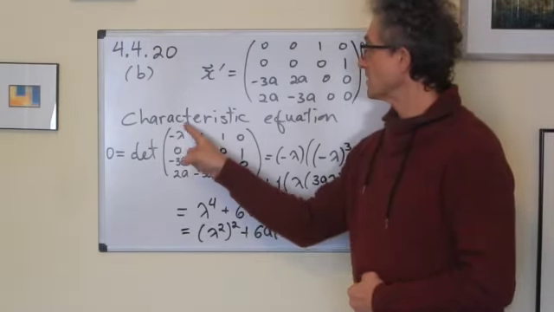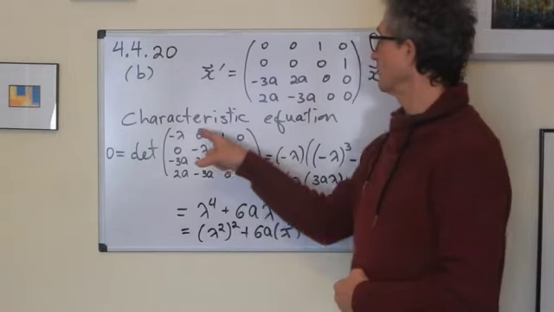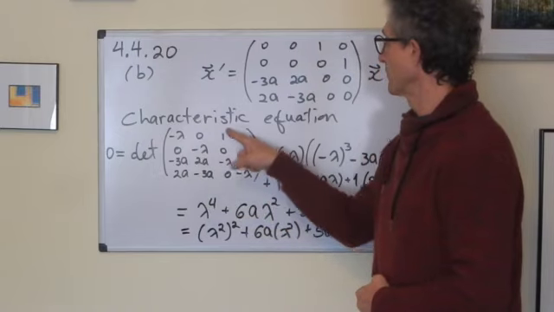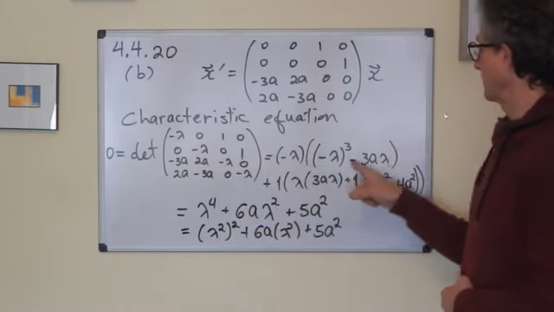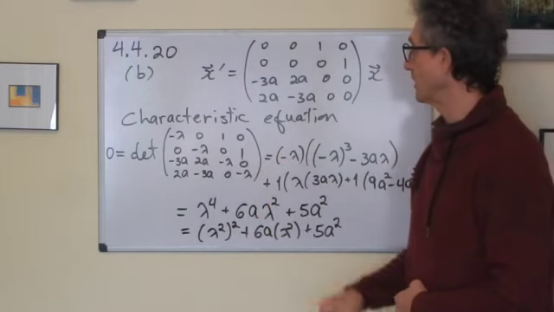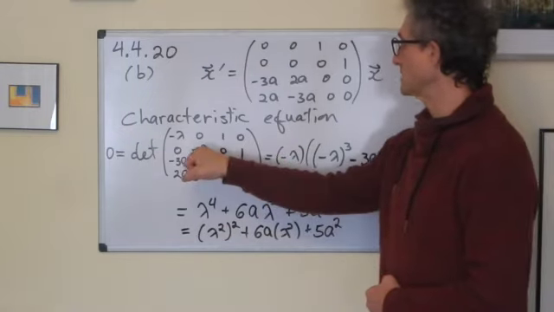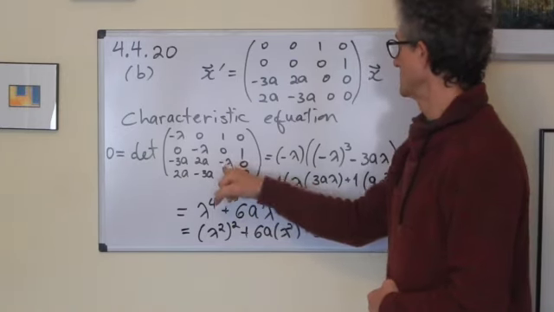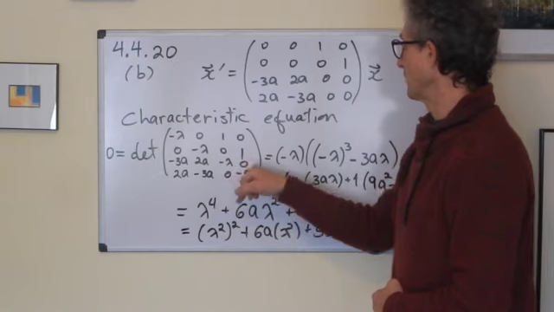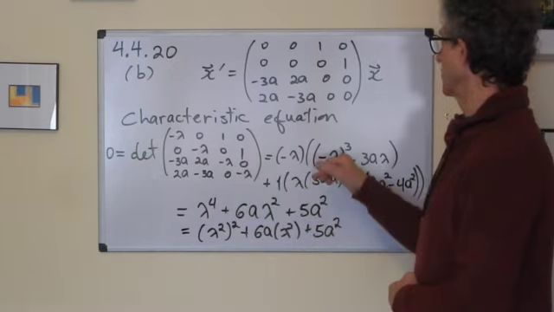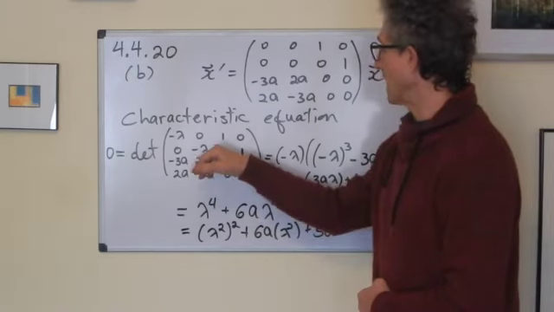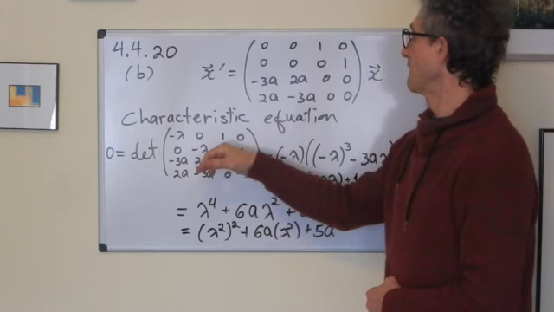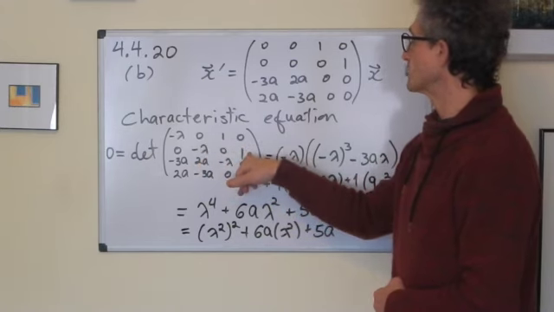And so I have minus lambda times the determinant of this 3x3 over here. In here I'm going to have the determinant of this 3x3. So let's see, I have minus lambda, and the subdeterminant here is minus lambda and minus lambda. So altogether minus lambda cubed. And then I have a minus sign attached to this 0, which of course doesn't contribute anything. And then a plus sign attached to this 1.